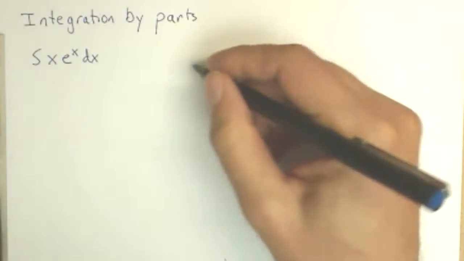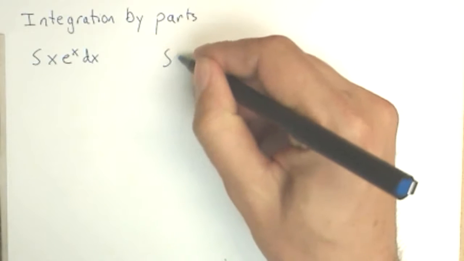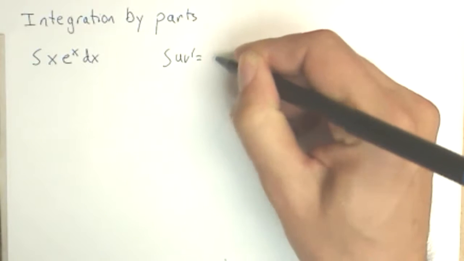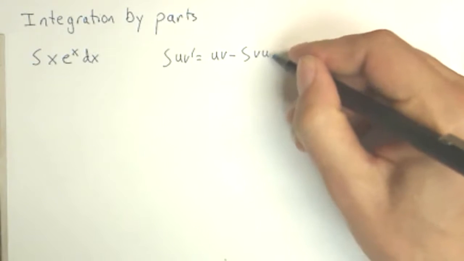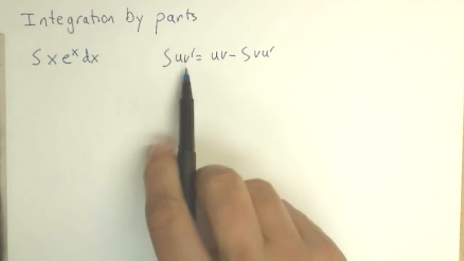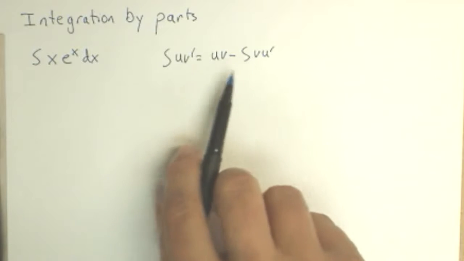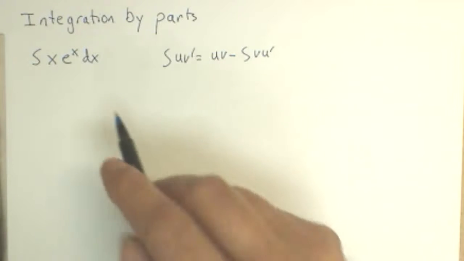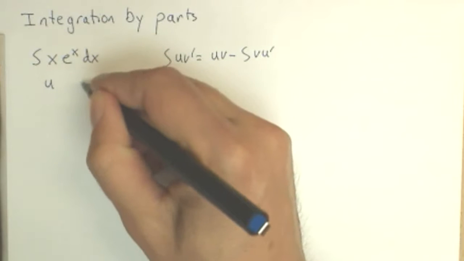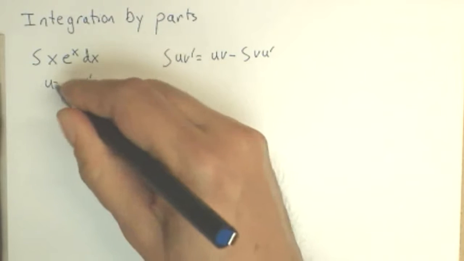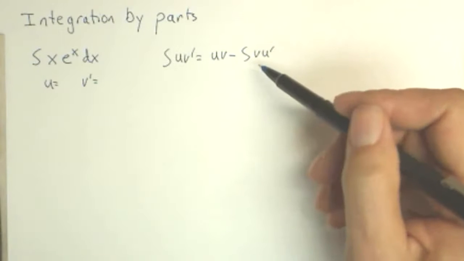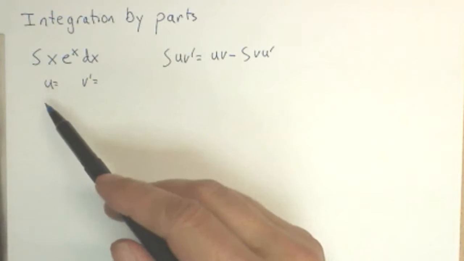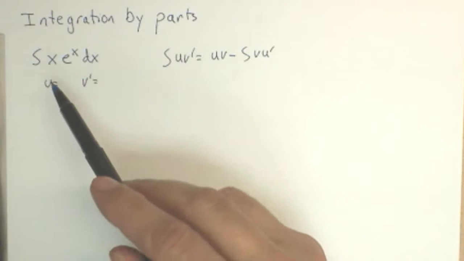So let's try, remembering our rule for integration by parts: the integral of u v prime equals uv minus the integral of v u prime. So we're going to pick u and v prime, and then we'll find the other pieces and apply the right side of the formula. And v prime has to be something we can integrate, obviously, since we're going to need v. And u is something we can take the derivative of.